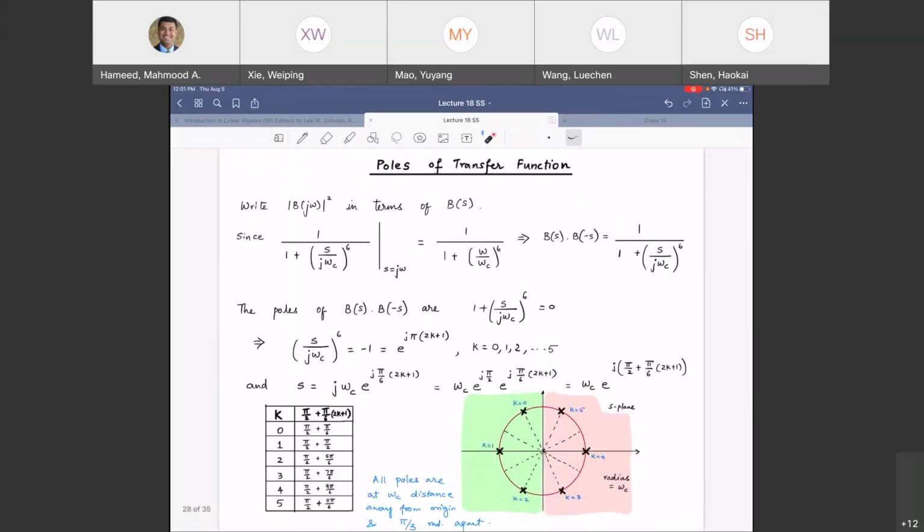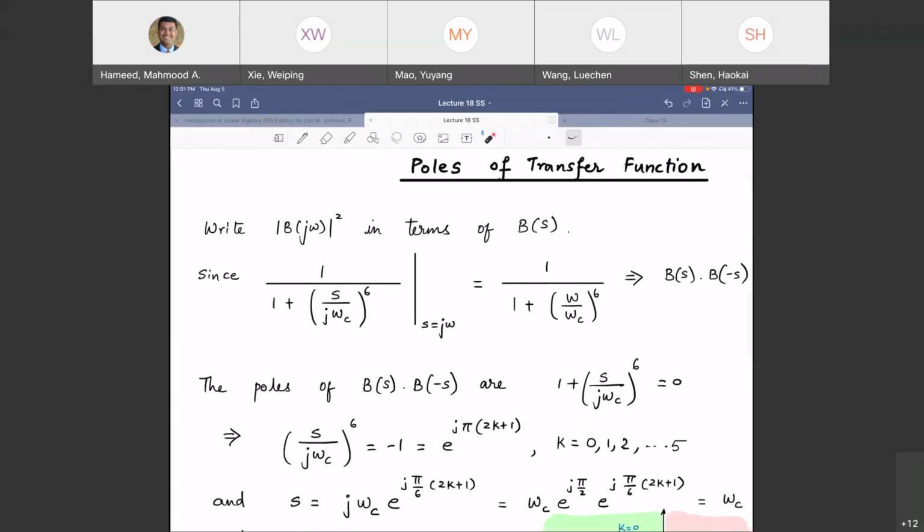Let's see. When you look at the poles of the transfer function, let's just try to wrap it up today so that we don't have to start all over again in the next class. Let's try to write this in terms of B(s), the transfer function.